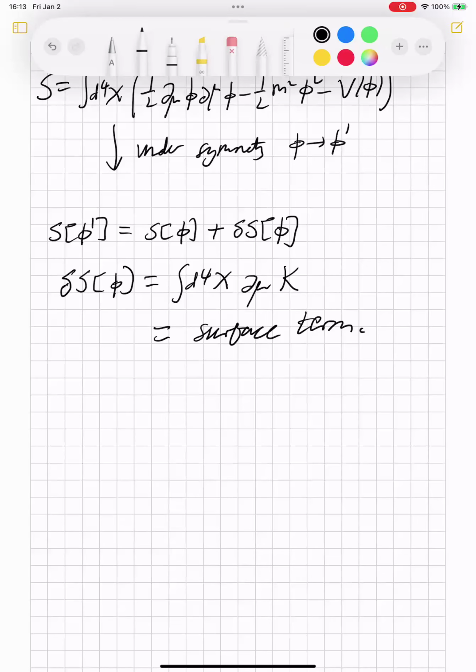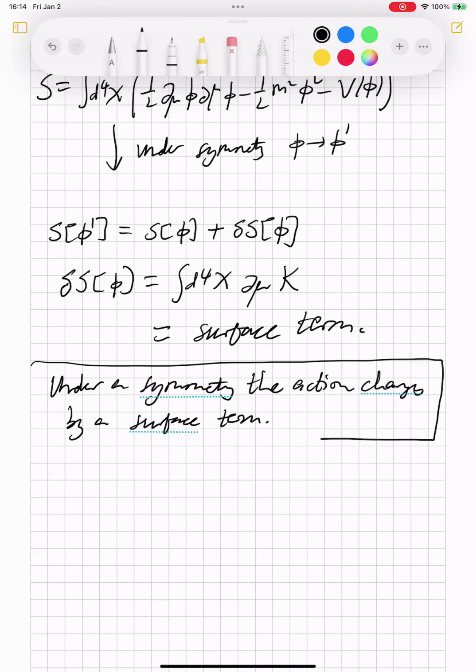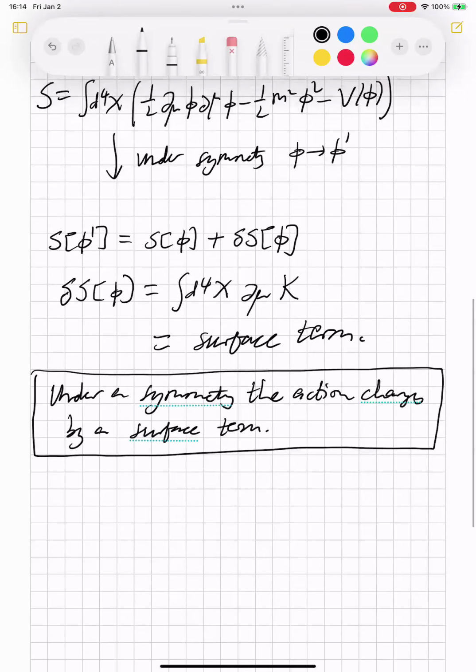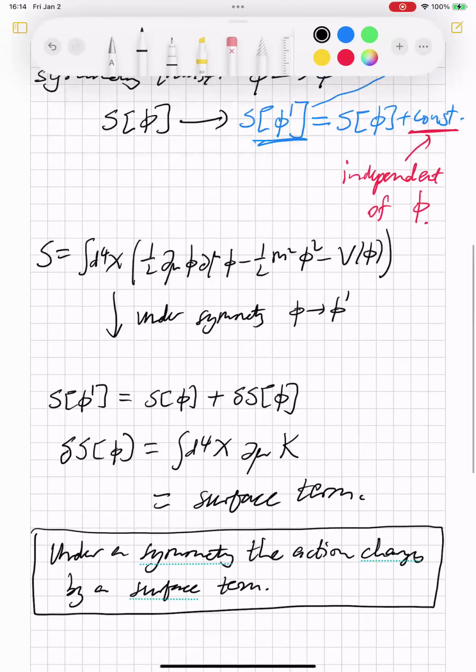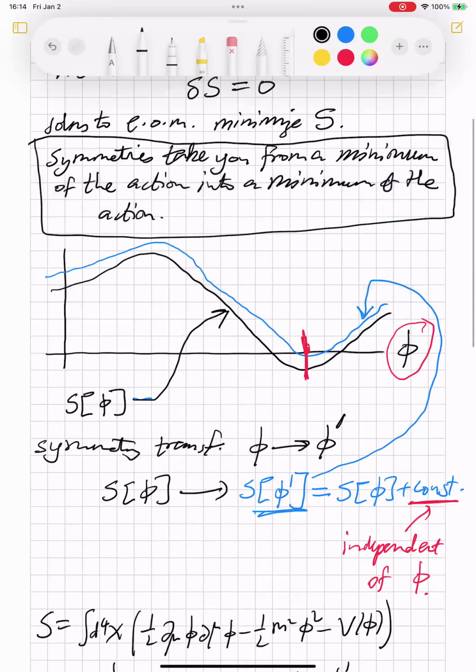We're going to say under a symmetry, the action changes by a surface term. Okay, and this is really all that we need to require if we're saying that symmetries map solutions to the equations of motion into solutions to the equations of motion.